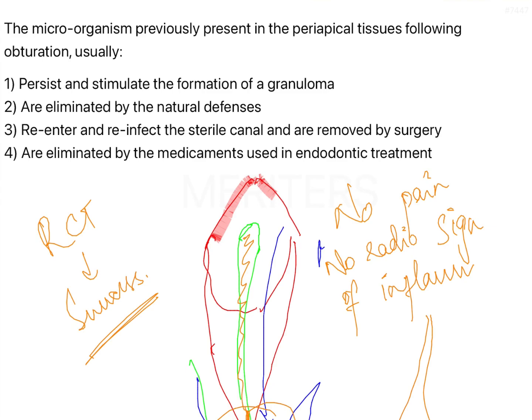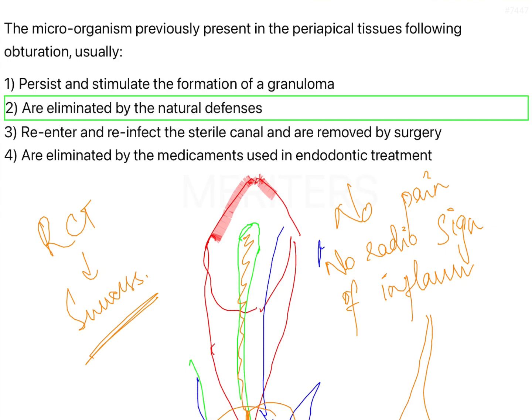So the answer to the question over here is, are eliminated by the natural defenses of the body, which are your macrophages, monocytes and PMNs.